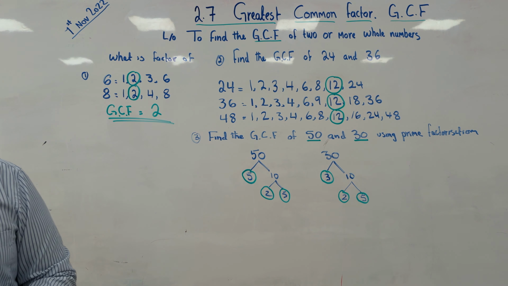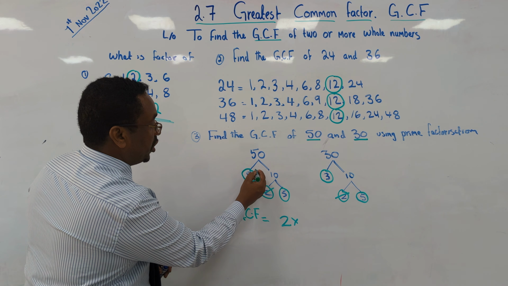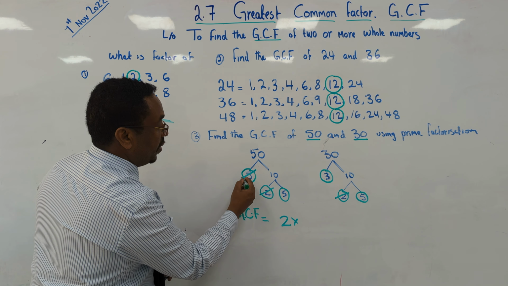So you write down greatest common factor is equal. First of all, what do they share? Let's start with the small numbers. They share 2, right? So we write down 2. Times, what else do they share? 5. 5 is here and 5 is here, so you write down 5. Do they share anything else? No.